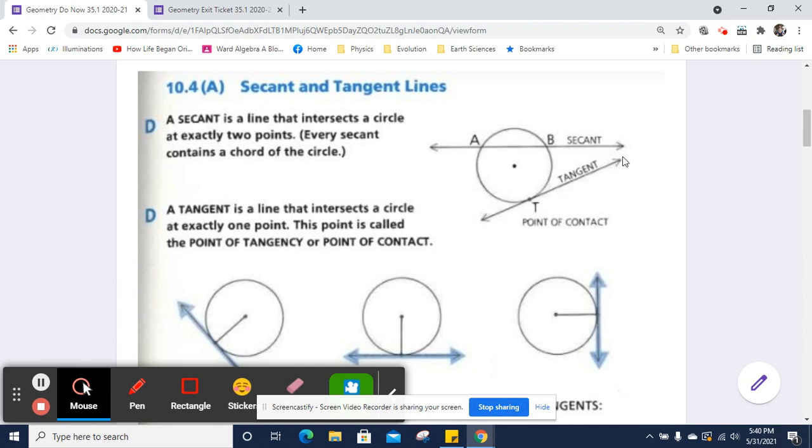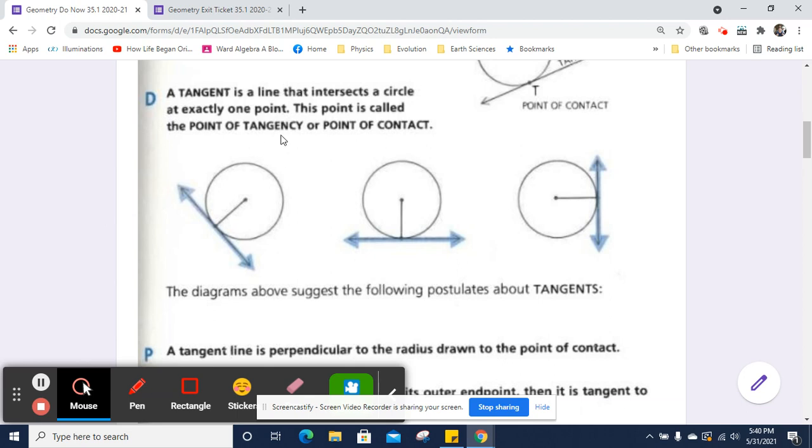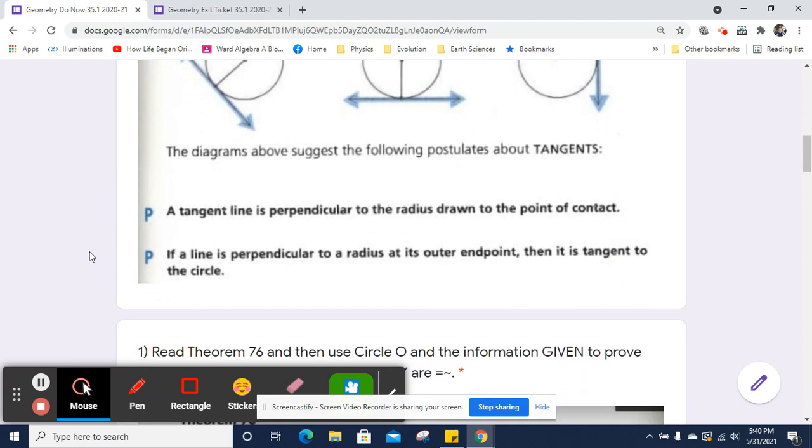A tangent is a line that intersects a circle, or actually other curves, at exactly 1 point. So a tangent will intersect a circle at exactly 1 point, and that point is known as the point of tangency or the point of contact. So right there, right there, right there. And this suggests some postulates about tangents.